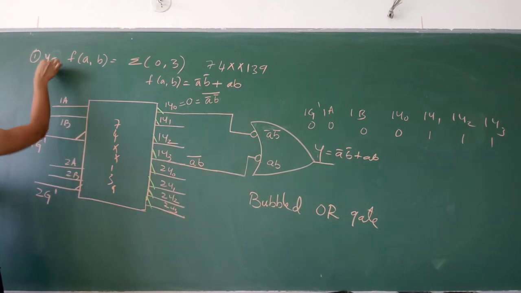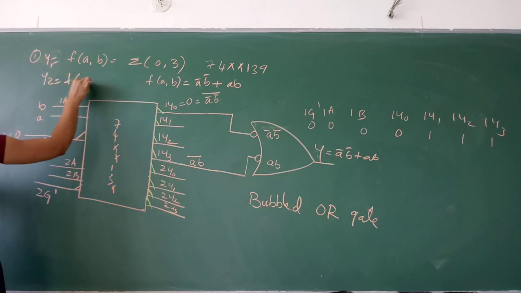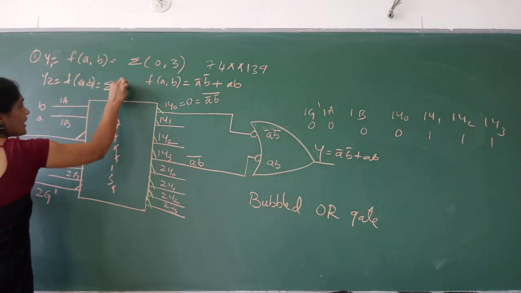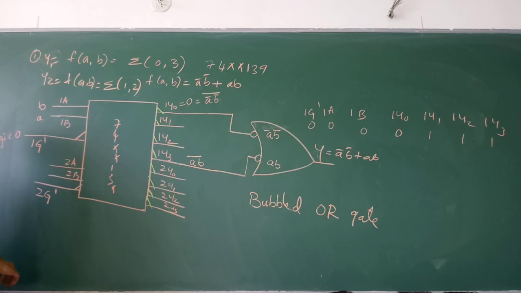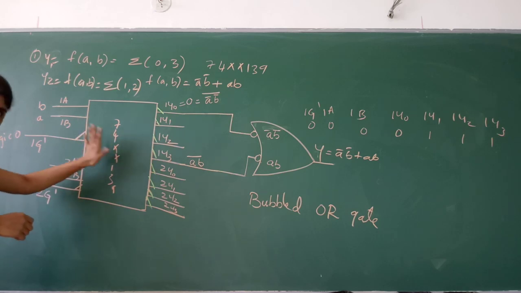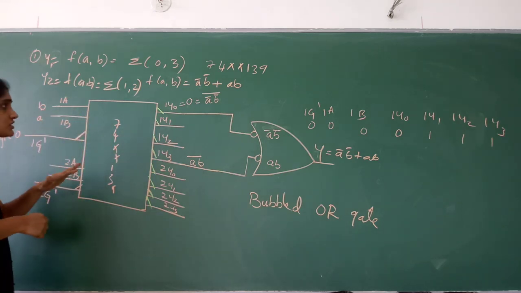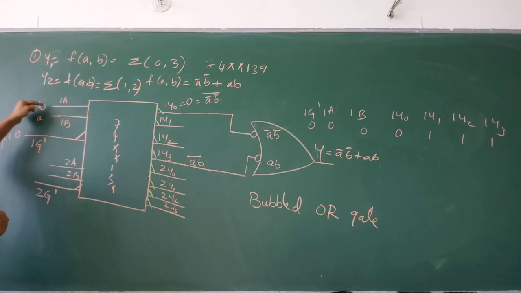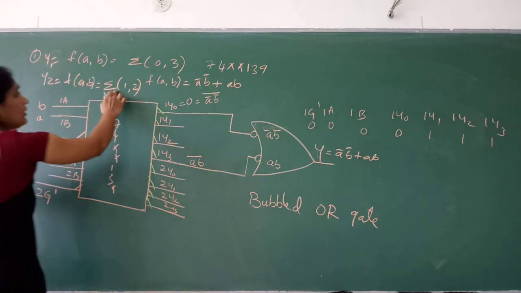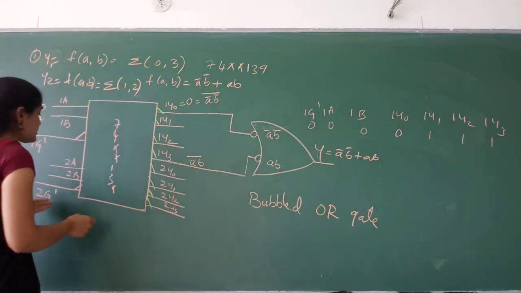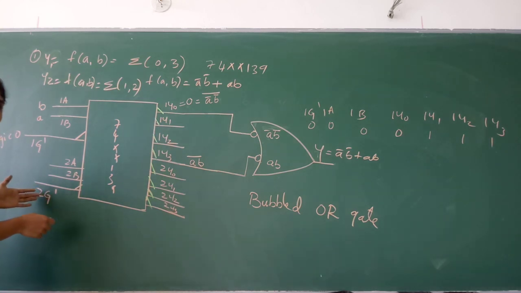I will give one more function. This is Y1, this is Y2. Implement f of AB equal to summation 1, 2. Implement this using the decoder. Using the same decoder only, we will get the second function also. What are the inputs for the second function? Same AB. 1, 2. Shall we use a second decoder for this now? Shall we use a second decoder?